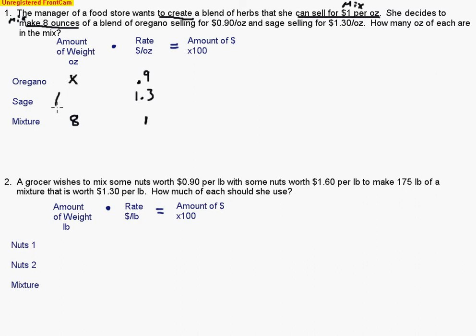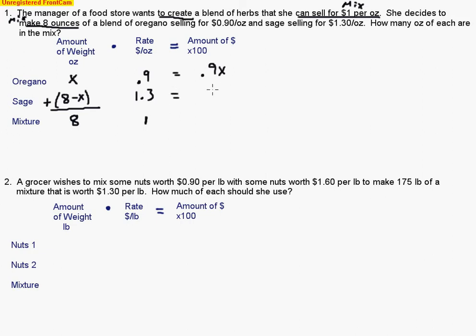Now, the sage is going to be an expression. So whenever you have a total, it always goes total minus the smaller amount, because these two add together to make 8 ounces. They want to make an 8-ounce blend. And when you add x plus 8 minus x, the x's cancel out, so you're left with 8. Well, from there, all you have to do is multiply. So you get 0.9x, and then on the other part, we have 1.3.